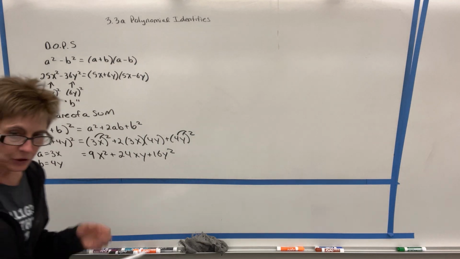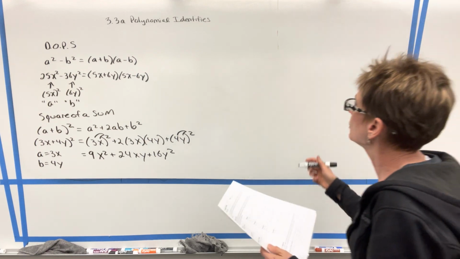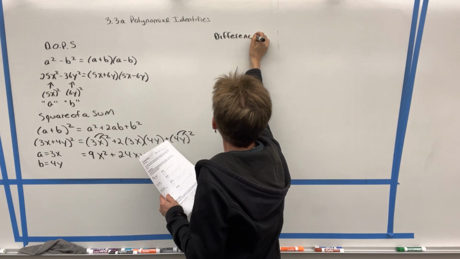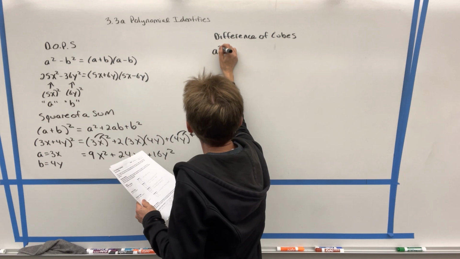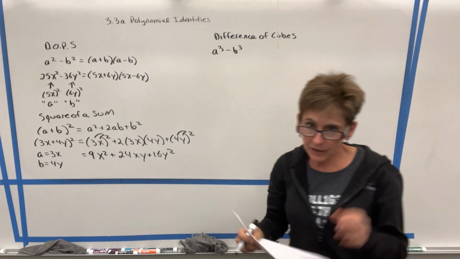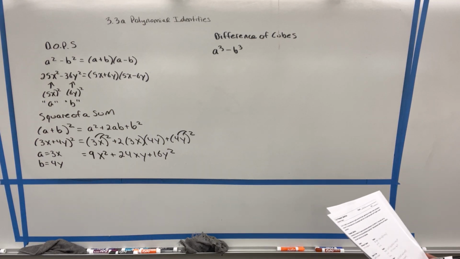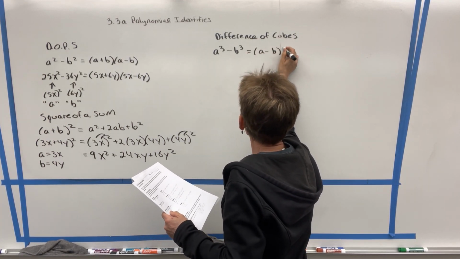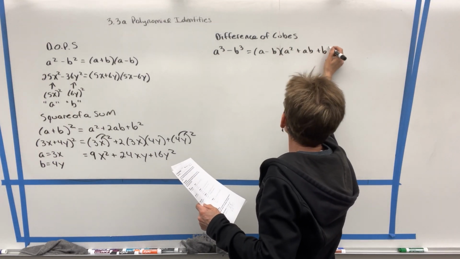Now, there are two other factoring tools that we're going to learn here: the difference and sum of cubes. Let's look at the difference of cubes. The difference of cubes is exactly what it sounds like. It is two cubes with a minus sign between them. Let's go ahead and write down what we can factor this as. This can be factored as a minus b times a squared plus ab plus b squared.